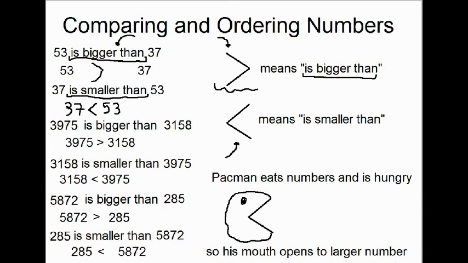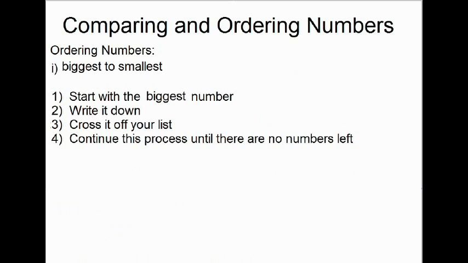And so there I've taken each one of those statements and taken out the English phrase and translated it with the mathematical phrase for smaller than or bigger than. And again, the mouth always opens to the larger number. So we've taken a look at how to compare two numbers, both on a number line and by looking at the place values that are there.